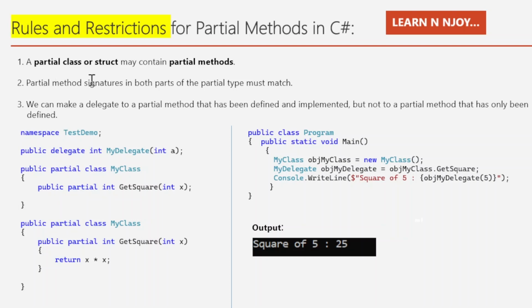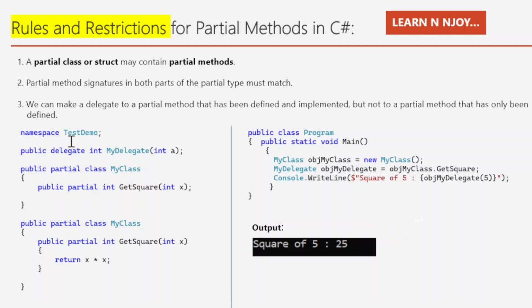Number 2, the partial method signature in both parts of the partial type must match. We have already seen that whenever we write any partial method, the signature should be the same. Number 3, we can make a delegate to a partial method that has been defined and implemented, but not to a partial method that has only been defined. Let's try to understand with the help of the examples shown here.